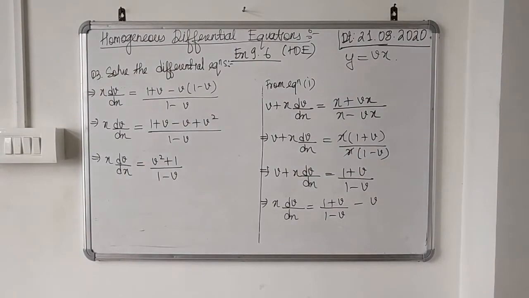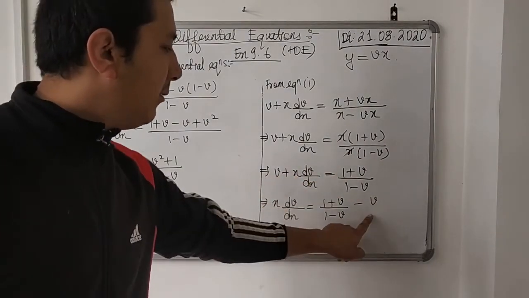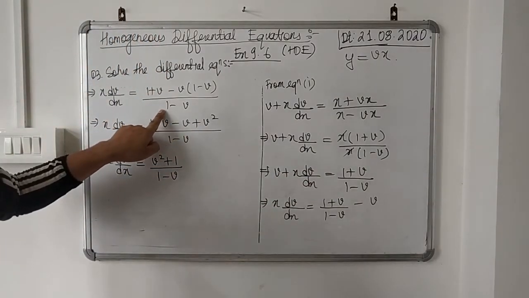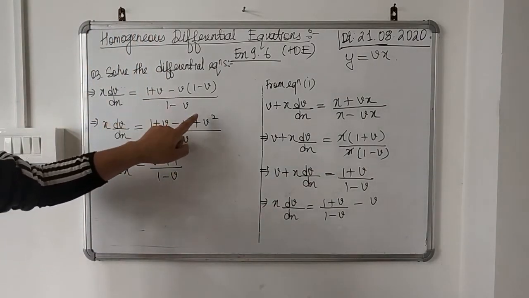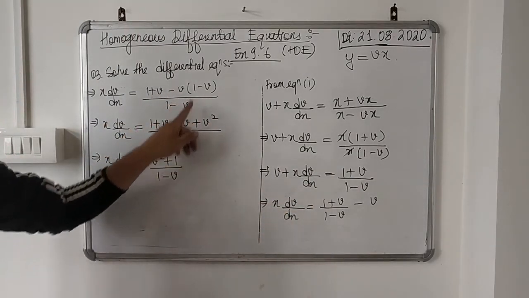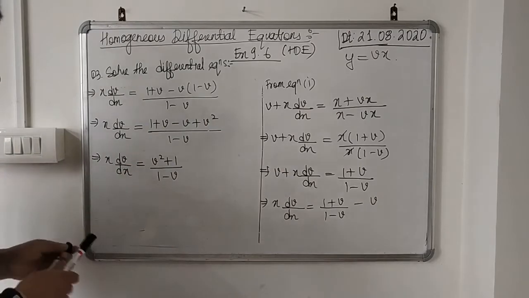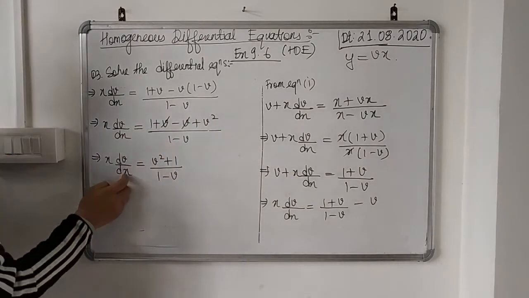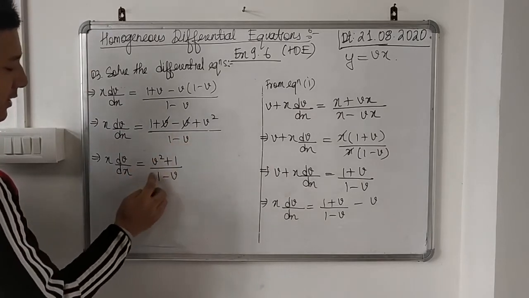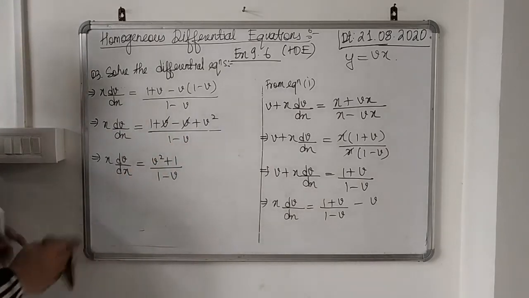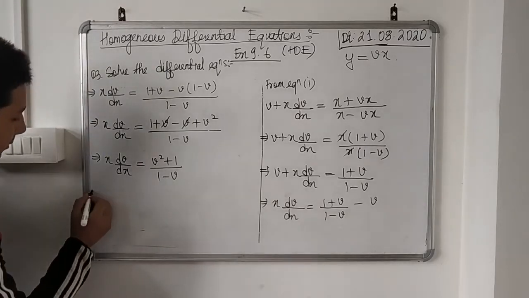Alright, so from here I've told you to take v to the right hand side, it becomes minus v. Please take the LCM. LCM as 1 minus v. So (1 plus v) minus v into (1 minus v). Open the brackets. Minus v plus v square. V and plus v and minus v get cancelled out. So therefore x dv by dx is equals to (v square plus 1) divided by (1 minus v). Okay, so I think till here it's fine, and now we will separate by cross multiplication.